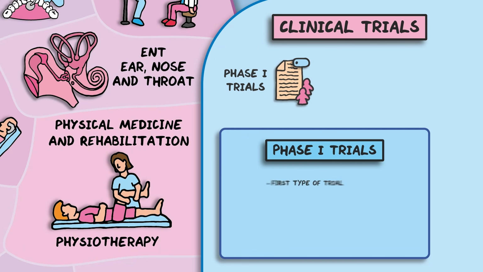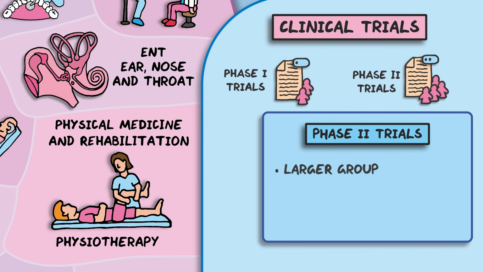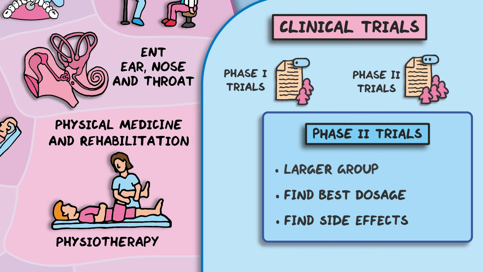Phase 1 trials are the first type of trials to test a new drug or treatment in humans. They're typically conducted on a small number of healthy volunteers and are used to find the best dose of treatment, find out what the side effects are, and what happens to the treatment in the body. Phase 2 trials are conducted on a larger group of patients and are used to evaluate how well the treatment works, find the best dose of treatment, and find out more about the side effects.